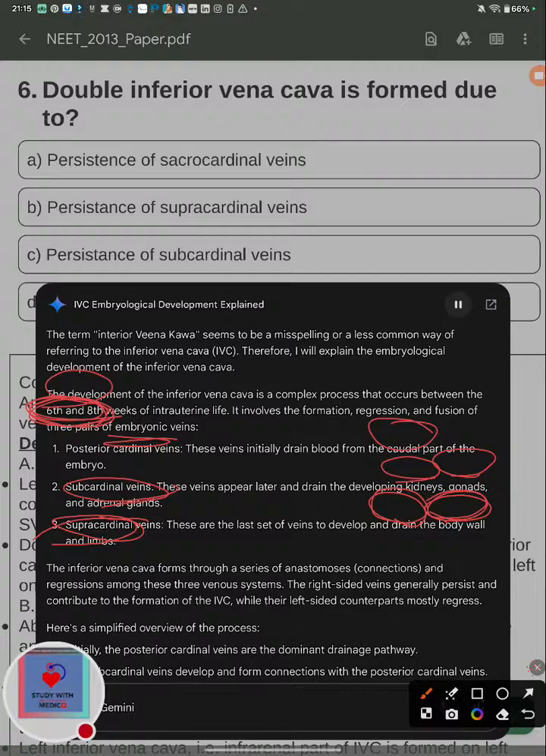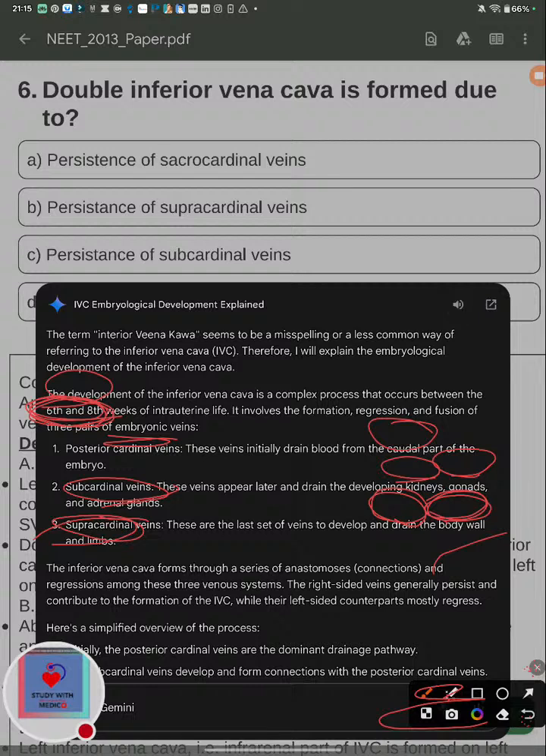Through a series of fusions and regressions, the mature inferior vena cava is formed on the right side of the abdominal aorta, draining blood from the lower limbs, pelvis, and abdomen back to the right atrium of the heart. Variations in this complex developmental process can lead to congenital anomalies of the inferior vena cava, such as a left-sided IVC or a double IVC.